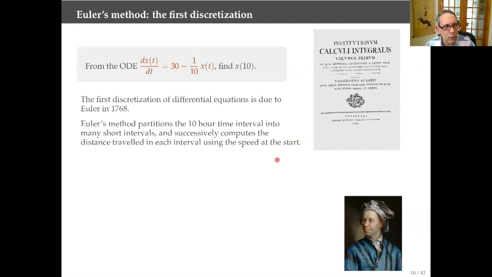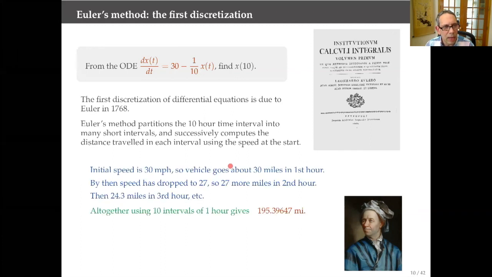The idea is to compute what happens over that 10-hour time interval the car is traveling. You break it into short intervals, like 10 intervals of 1 hour, and you successively compute the speed at each using the speed at the start of the interval. So if we break it into 10 pieces of 1 hour, the vehicle goes about 30 miles in the first hour because it starts at 30 miles an hour. But after going 30 miles, its speed drops to 27 miles an hour. So in the second hour, it goes about 27 miles. The third hour, 24 and a third miles, and so on and so forth.